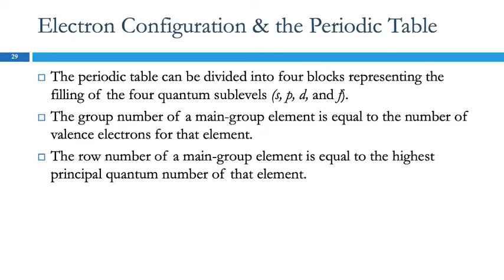So we can divide the periodic table into 4 different blocks that represent those 4 different kinds of sublevels, or 4 different kinds of rooms in the quantum hotel. The group number is equal to the number of valence electrons for main group elements, and the row number for the main group elements is equal to the highest principal quantum number. So that's the floor of the hotel where the valence electrons are.